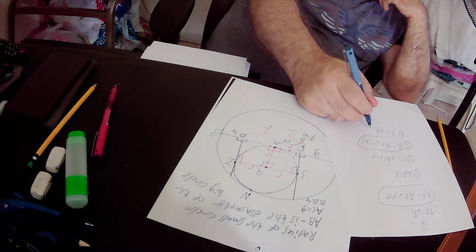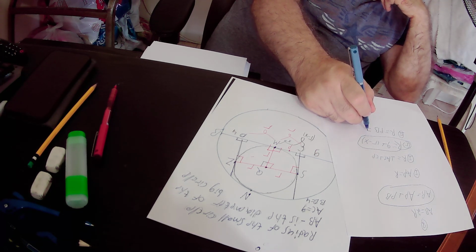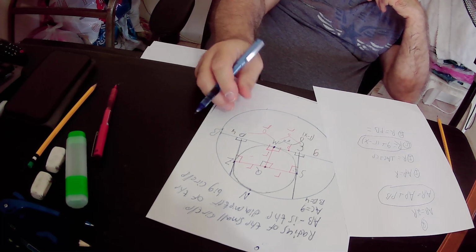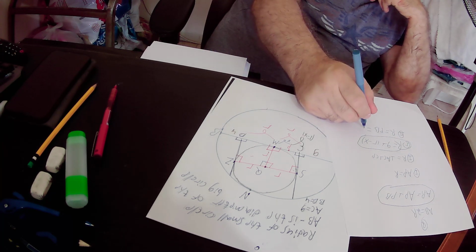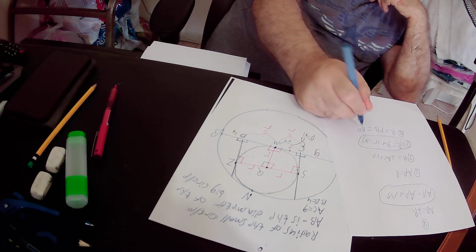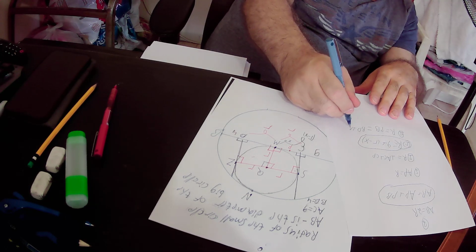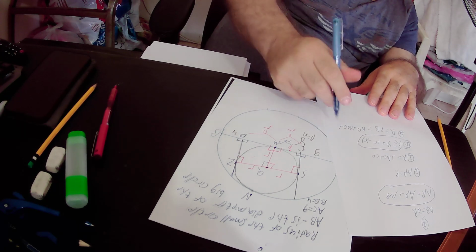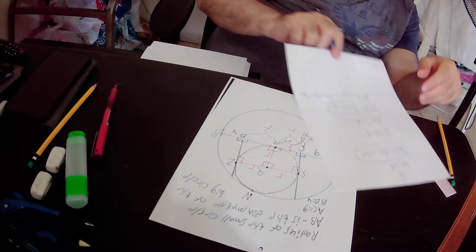Okay, so the radius of the circle equals PB, that equals BD plus MD plus MP. Okay, again.